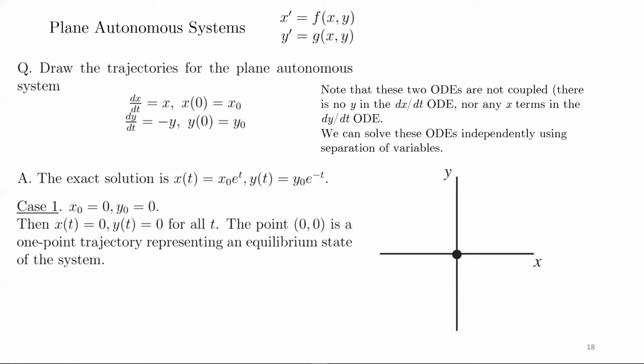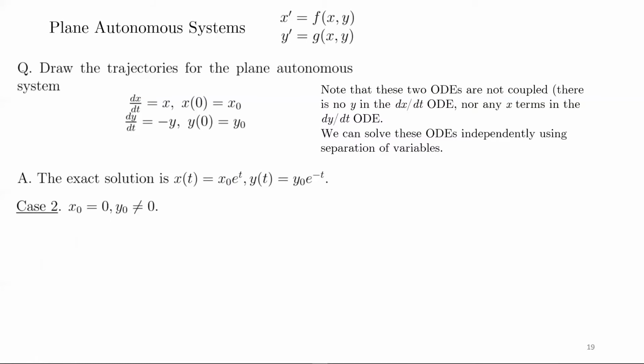Okay, so in other words, we get a point in the middle of the graph here that does not move. Okay, what about case 2, when x naught equals 0 but y naught is not equal to 0? Well, if you think about that, x naught equals 0 still means that x is 0, so we always stay on the y-axis here.